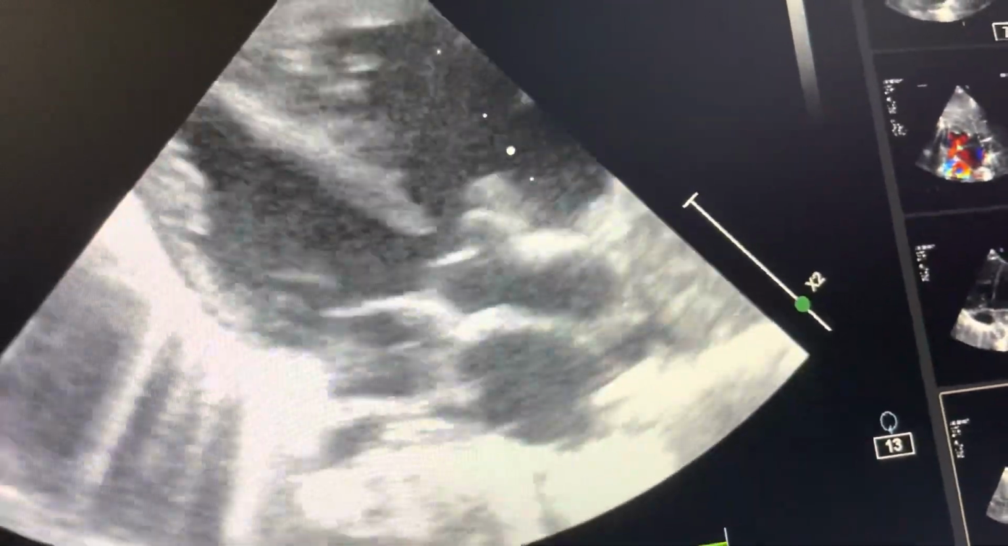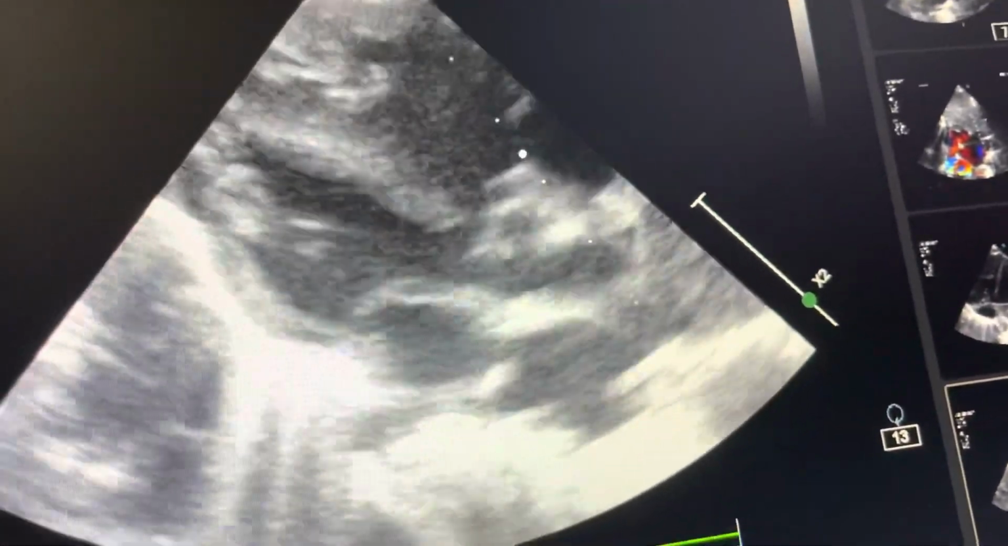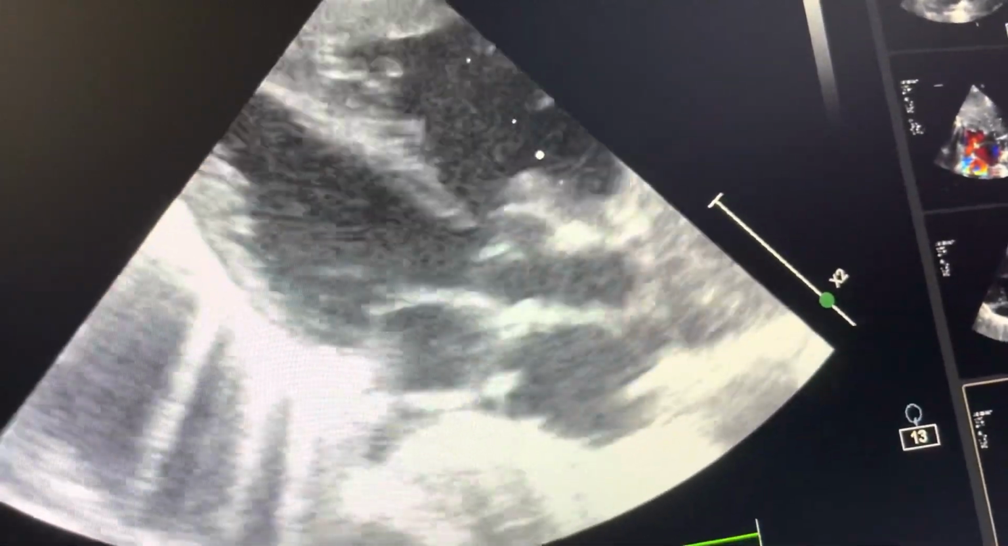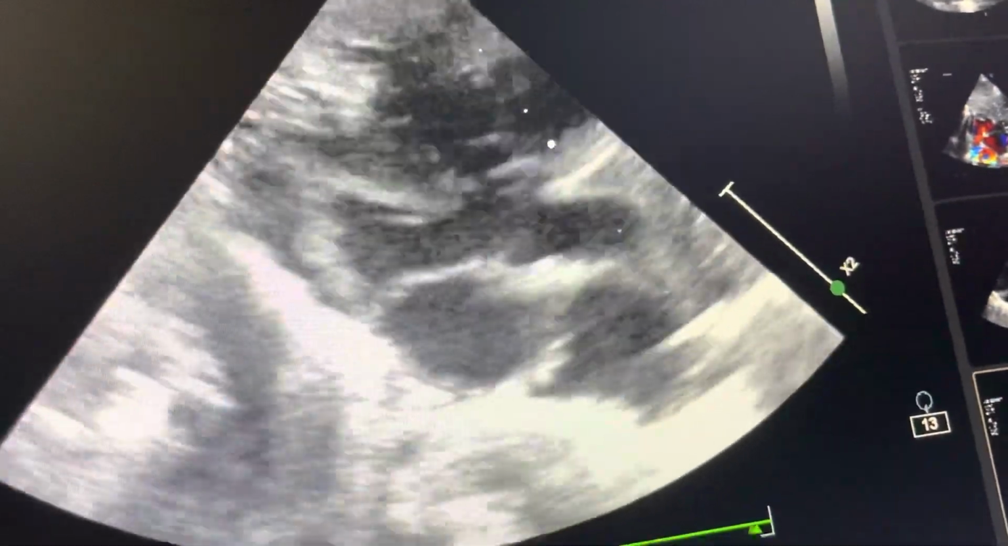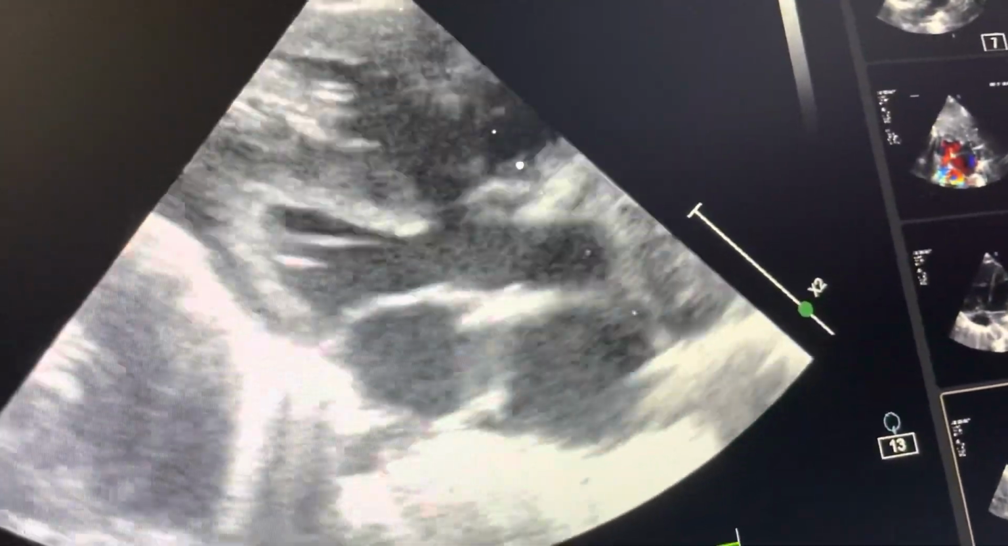So in this case, you see there is aortic overriding, and the overriding is more in favor of the left ventricle. It means more of the aorta is still coming from the left ventricle. So this is a case of TOF.